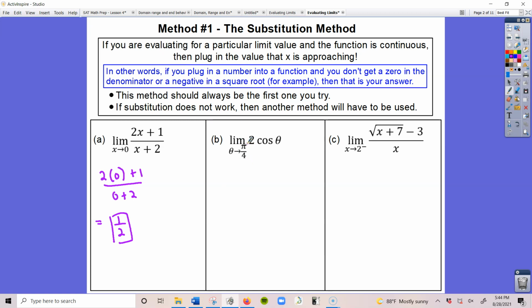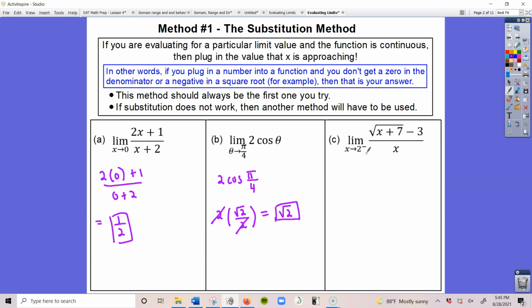Now let's plug in pi over 4 for this limit. So we have 2 cosine of pi over 4. Now remember, for this we're going to need to use the unit circle. And if you look at your unit circle, the cosine of pi over 4 is square root of 2 over 2. So this is going to equal 2 times the square root of 2 over 2, which my 2's here would cancel, and I'm left with my final answer of the square root of 2.